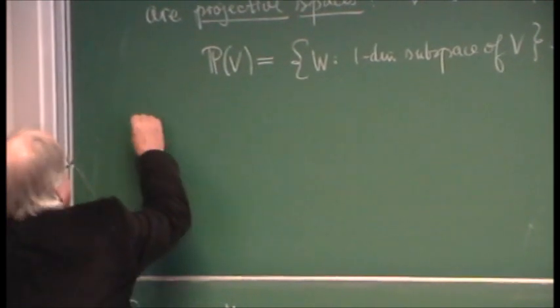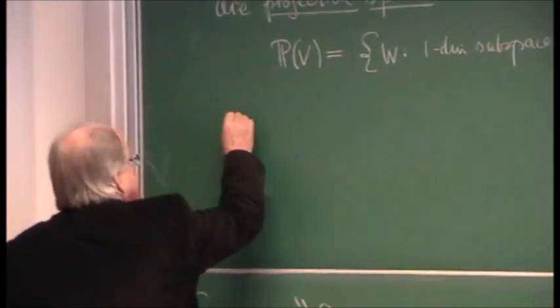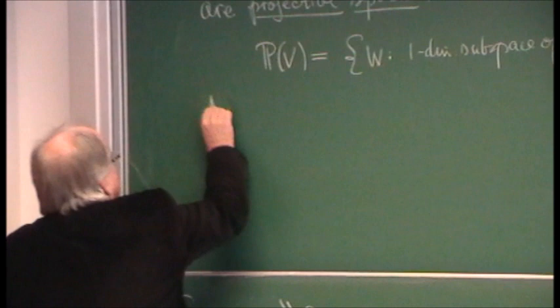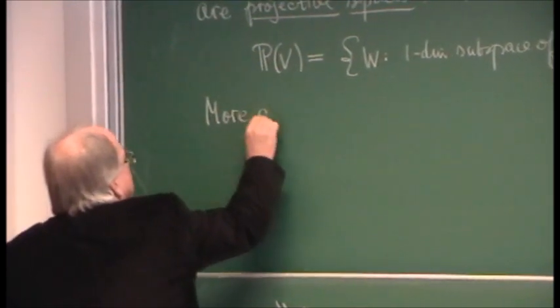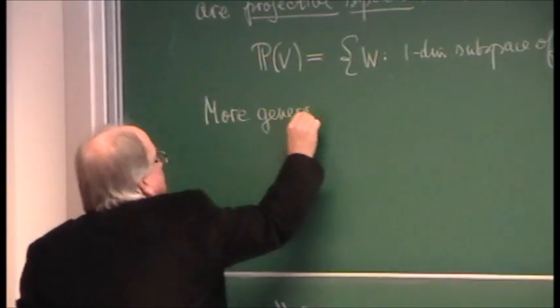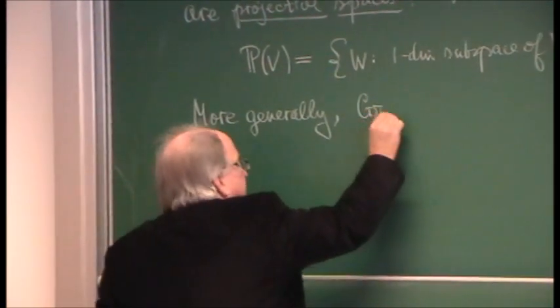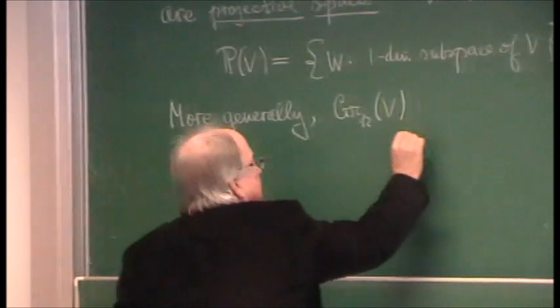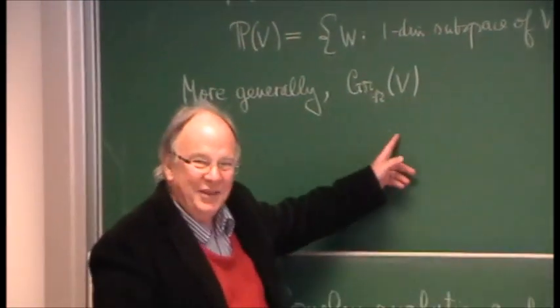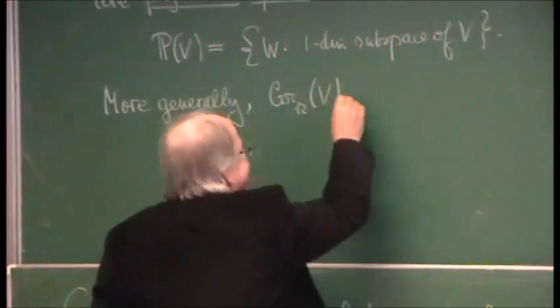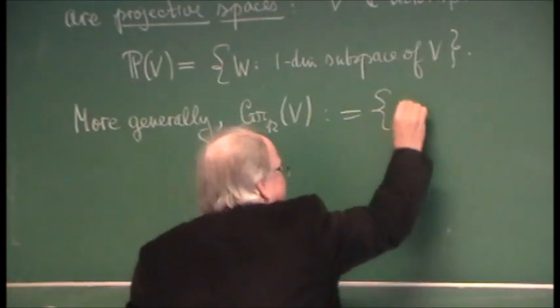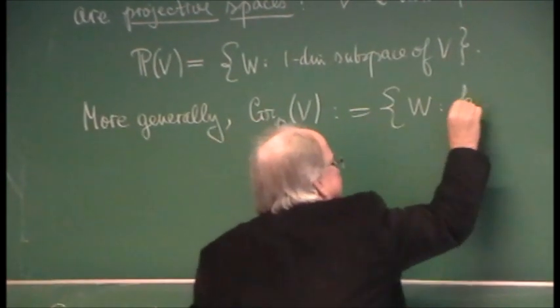Actually, while I'm at it, another class of important examples, let me just mention the so-called Grassmannian of k-dimensional subspaces. Here k is the dimension. So these are the set of W, the same thing, a k-dimensional subspace.